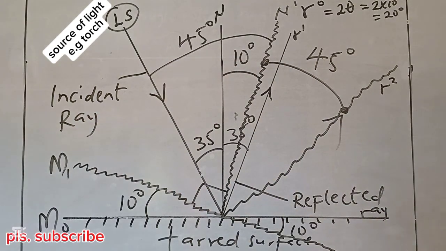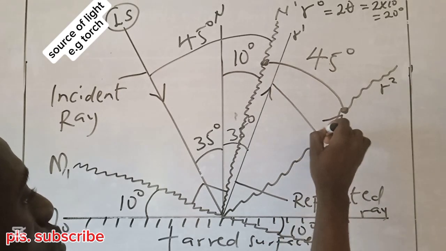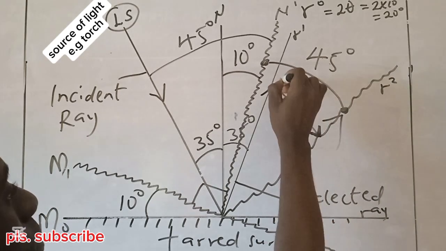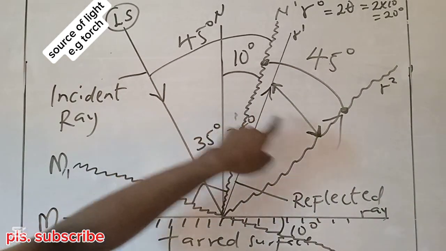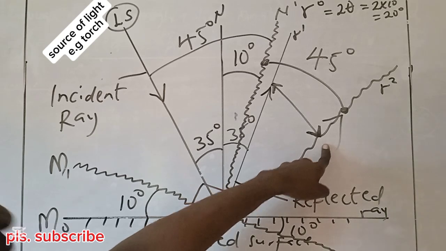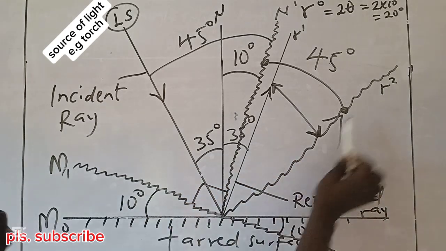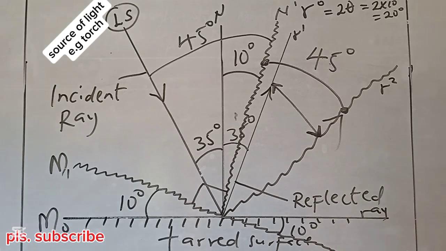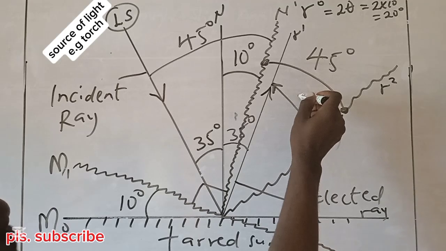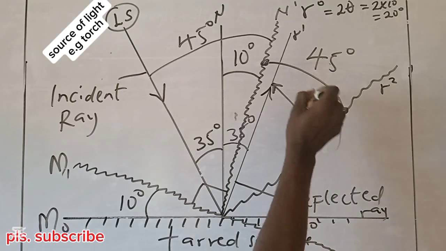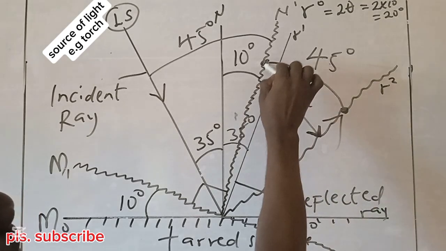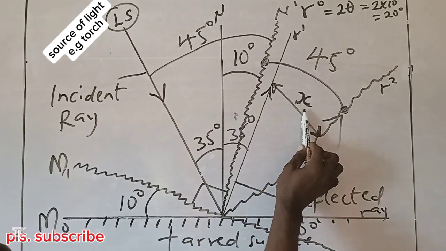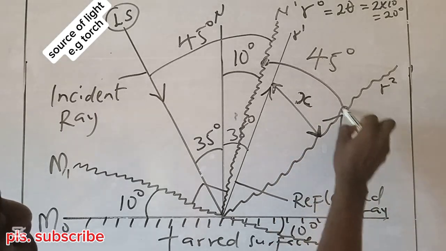Then, what the question is now demanding is the angle between R1 and R2. That's what the question is demanding. The initial reflected ray shifted to a new position, which is the final reflected ray. What's the angle between R2 and R1? That's what the question is demanding. Then we'll do simple arithmetic. Then notice, let me call this X, that angle X. Then notice something. This X is smaller than 45 degrees. Notice the angle X is smaller than 45 degrees.